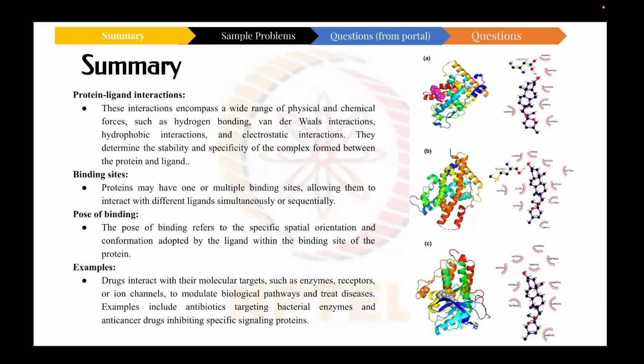So binding sites are regions on the protein surface where the ligand binds with specificity. These sites often possess complementary shapes, electrostatic potentials, and chemical properties to accommodate and interact with the ligand. Proteins may have one or multiple binding sites, allowing them to interact with different ligands simultaneously or sequentially.